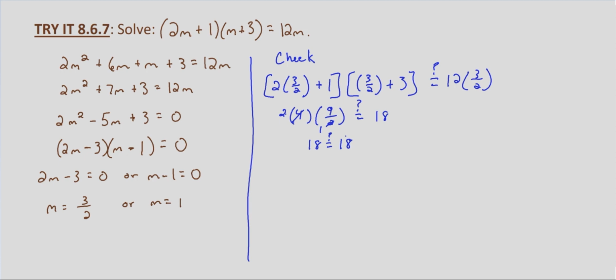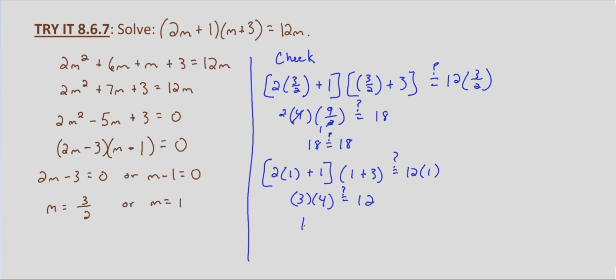And now we'll check 1. So we want to know, does 2 times 1 plus 1, times 1 plus 3, equal 12 times 1? So 2 times 1 is 2, plus 1 is 3. 1 plus 3 is 4. And 12 times 1 is 12. Again, we want to know, are these two sides equal? And we do end up with 12 equals 12, verifying our second solution. So the solution to 2m plus 1 times m plus 3 equals 12m is m equals 3 halves, or m equals 1.